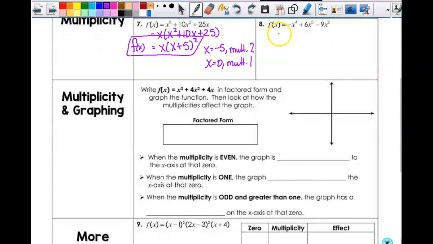What can I factor out first? Negative x squared, because we would like for that to be positive. So negative x squared, that's going to leave me with x squared minus 6x plus 9. All right? So again, perfect square. If I take half of this and square it, I get 9, so that's good. That means I get negative x squared times x minus 3 squared.